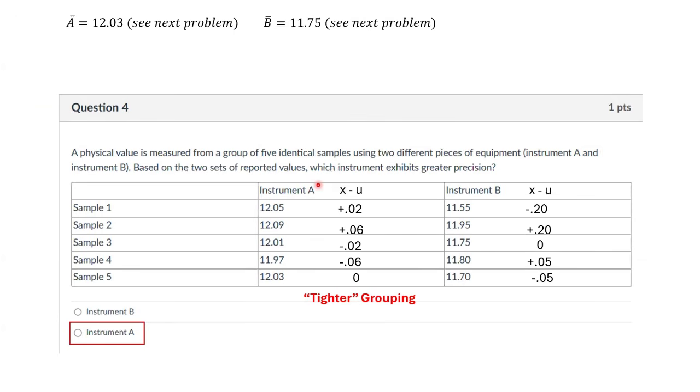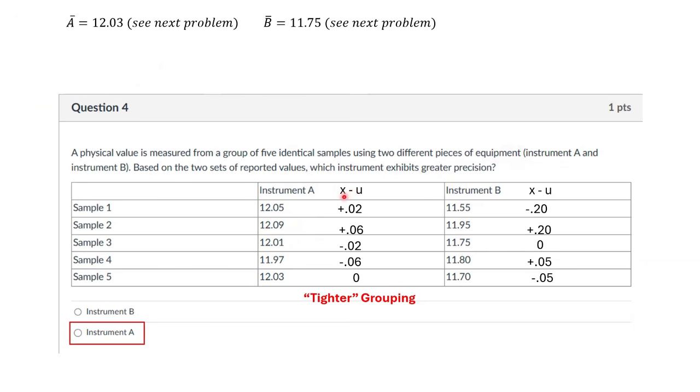Question 4. In question 5, we find the average values, so I'm just going to report them here. If you take all of these 5 numbers for instrument A and get an average, your average value from instrument A was 12.03 units. Your average value from instrument B was 11.75 units for this series of measurements.